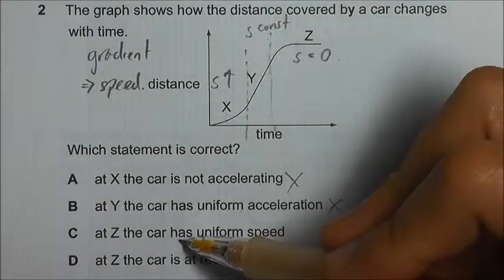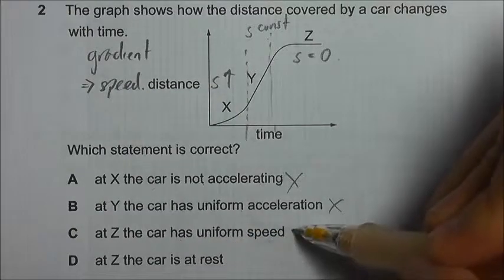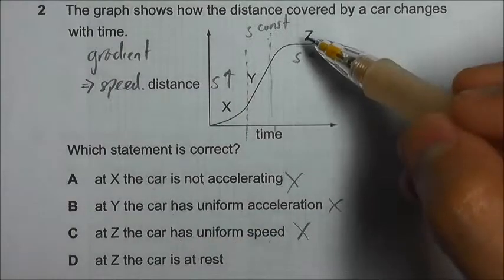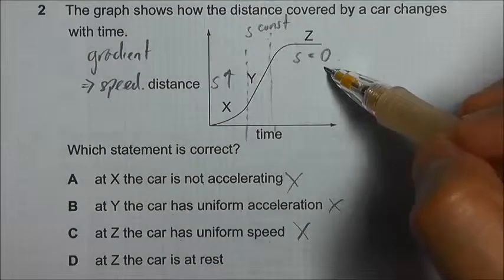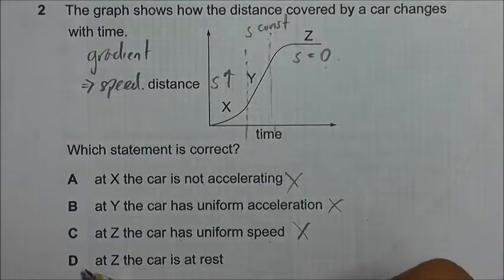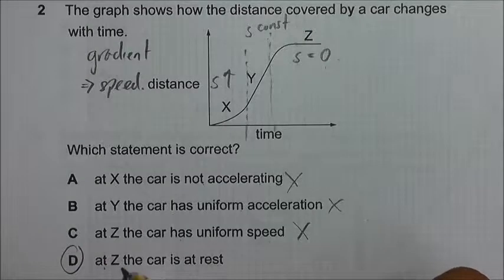At Z, the car has uniform speed. This is wrong because at Z, the car is not moving at all. So the answer is D. At Z, the car is at rest.